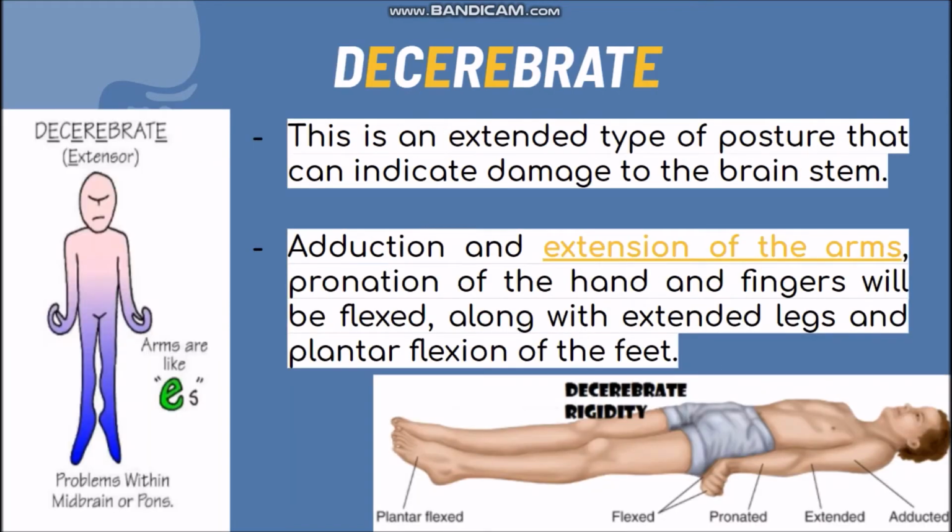Next is decerebrate. This is an extended type of posture that can indicate damage to the brain stem. Notice that the person has his arms adducted and extended. The hands are in a pronation position and the fingers will be flexed, along with the legs which will be extended, and then the feet are plantar flexed. To remember decerebrate, just remember that decerebrate has a lot of E, meaning extension of the arms.